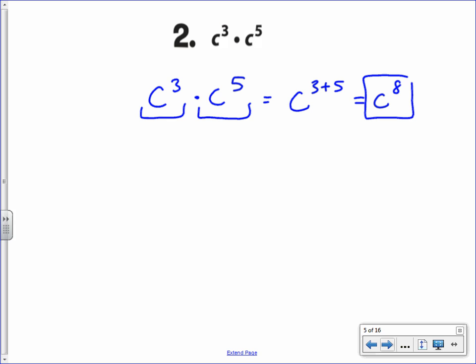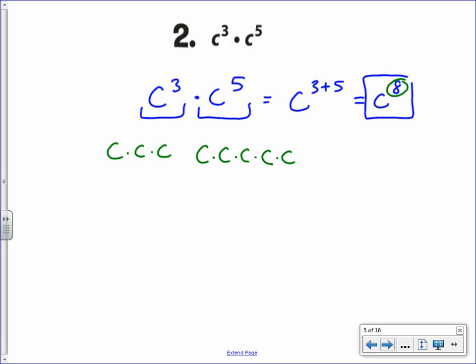What if I forget my rule, and I'm taking a very important test? Okay, so what do I do when I forget my rule? Well, I know that c cubed is c times c times c, and I know that c to the 5th is c times c times c times c times c. So I always say in class, when in doubt, break it out. I have 3 c's and then I have 5 c's. Oh yeah, I get it. The rule is to keep the base and add the exponents.